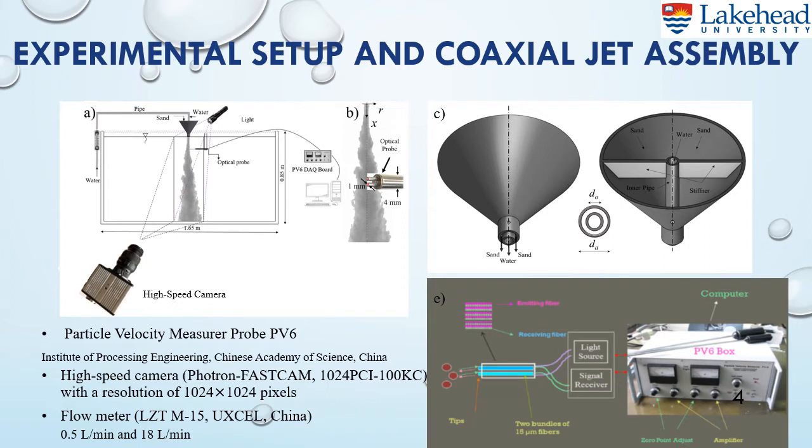Let's move on to the experimental setup and coaxial jet assembly. All experiments were carried out in a rectangular tank as shown in this slide. The core nozzle diameter of the funnel and the concentric annular diameter were 6 mm and 12 mm respectively. The water was discharged through the core nozzle, and sand particles with a size of 0.386 mm were released through the funnel and discharged in the water with no initial premixing.